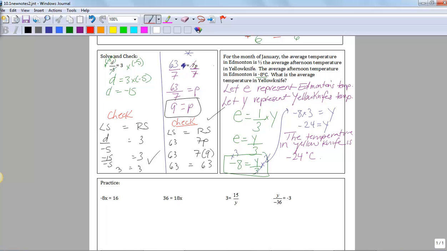Now, if you have room, it's always a great idea to check your answer. And this check depends on whether or not you got the equation right. So I've got -8 over here, Y over 3 here: -8 equals -24 over 3. Hey, look at that, -8 equals -8. So based on the equation I came up with, -24 is the correct answer.